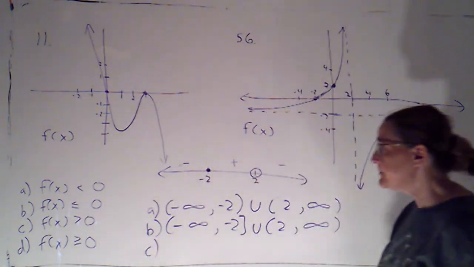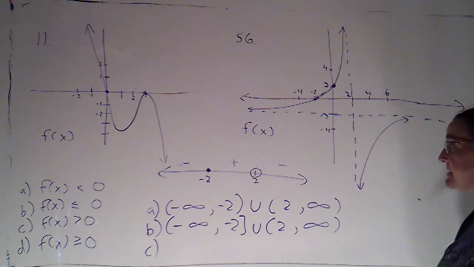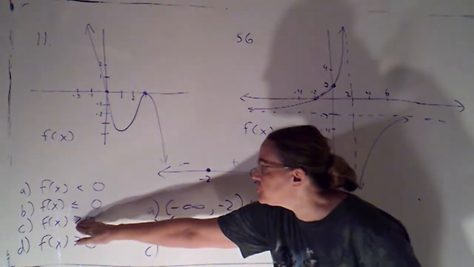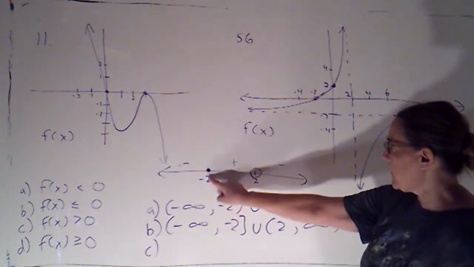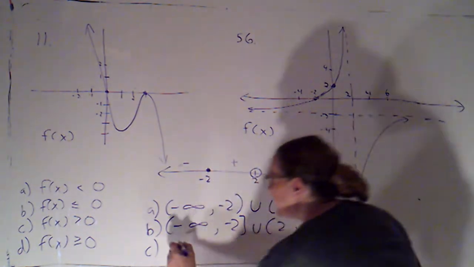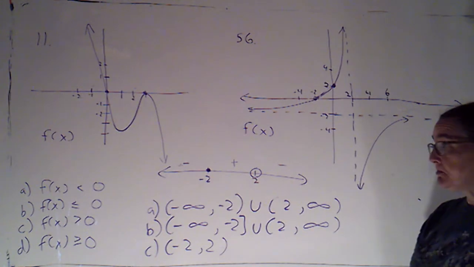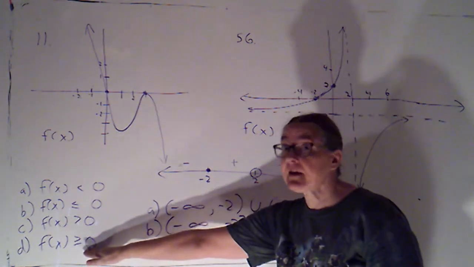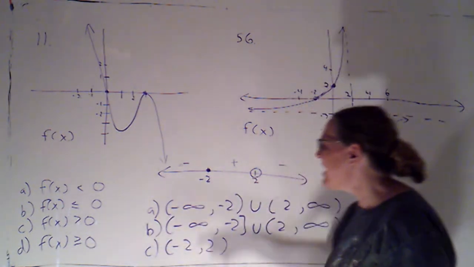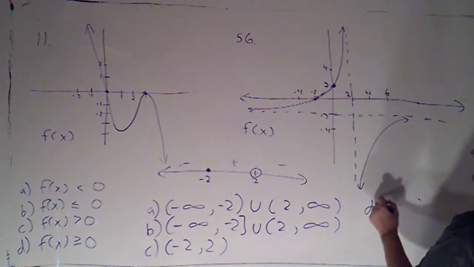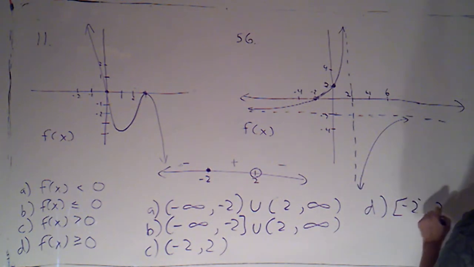For part C, where was our function positive? We're looking here for strictly positive, so we won't include the negative 2. It would be strictly positive between negative 2 and 2. And where was it bigger than or equal to 0? We just modify that by including the negative 2.